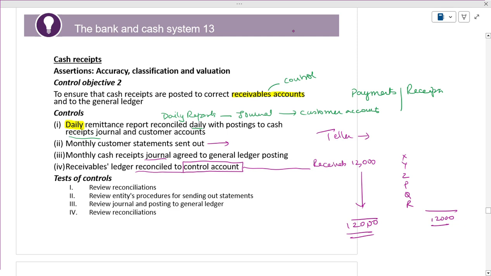Why are we doing this? We are not going to expect any margin of error. You are reviewing the reconciliation, you are reviewing the procedures, how they are sending out the statements. You are reviewing the general entries, postings to the general ledger, and most importantly, you are reviewing the ledger reconciled with the independent accounts.